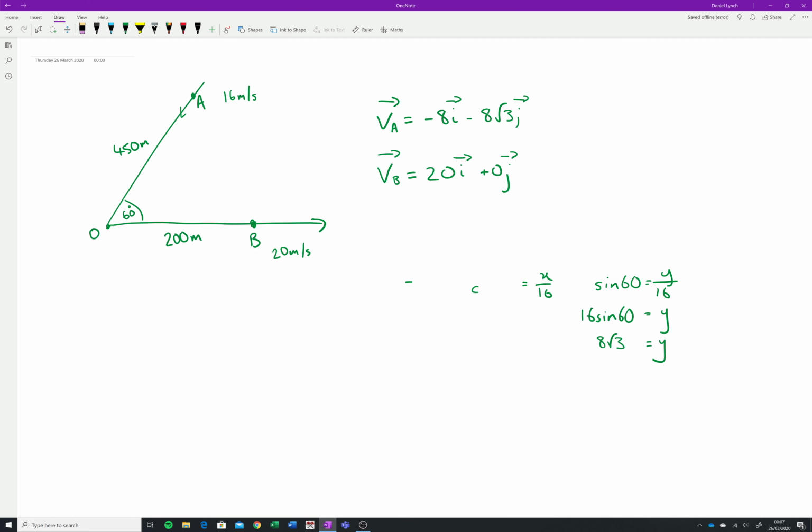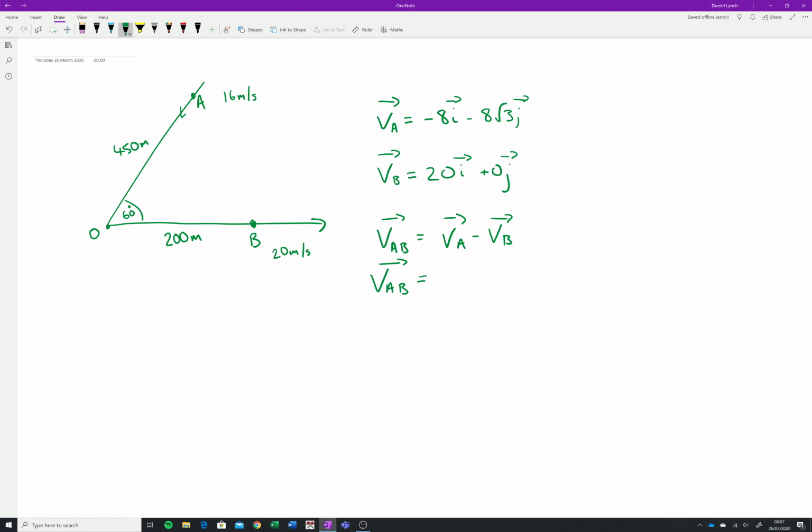So the first question, an easy enough question just to start it off, but an important one nevertheless, is: calculate the velocity of A relative to B. Just a reminder, that's velocity of A minus velocity of B. A stays the same and we take away B, so that's only going to have an effect on the i's, so minus 28i minus 8 root 3j. Okay, so that's where we're at the moment. Number 1, nicely done.